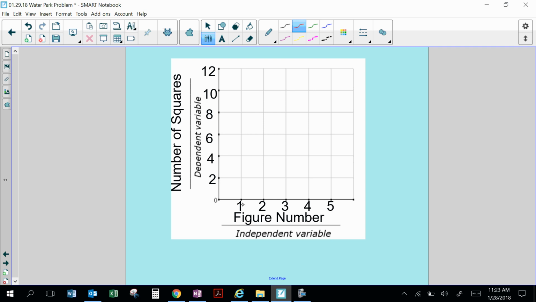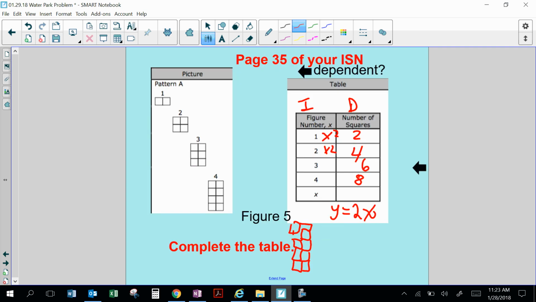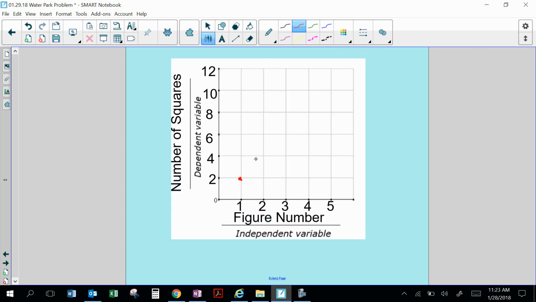So we had to graph this. Figure 1 was 2. Figure 2 was 4. Figure 3 was 6. Figure 4 was 8. Figure 5 was 10.